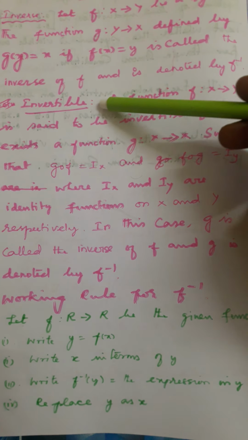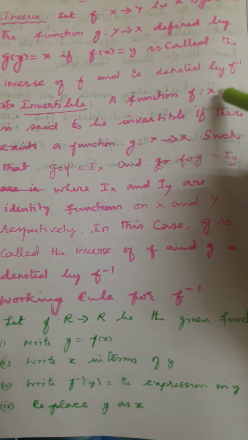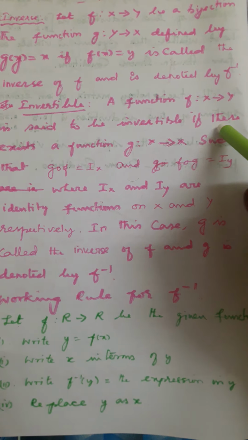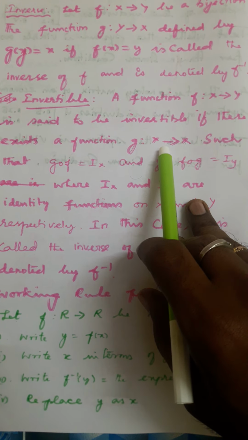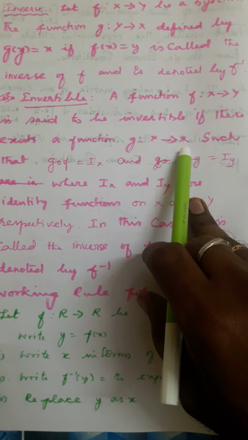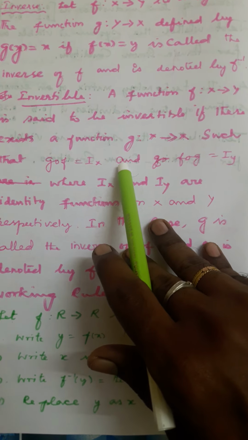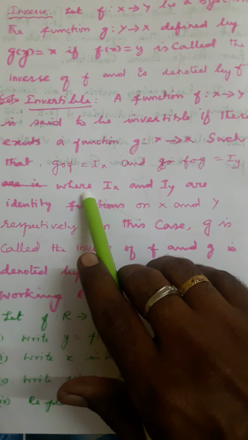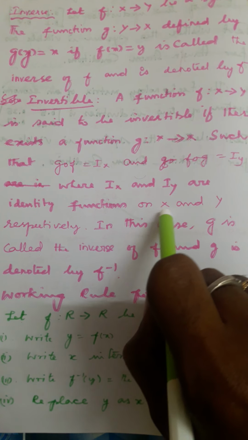And what is invertible? The second form of the definition. A function f from X to Y is said to be invertible if there exists a function g from Y to X such that g composite f equal to I of X and f composite g equal to I of Y, where I X and I Y are identity functions on X and Y.